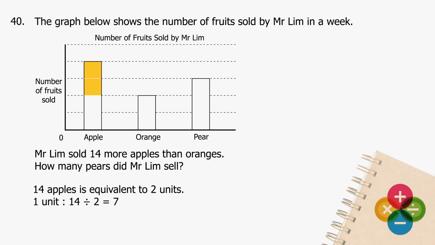From the graph, we can see that the number of apples is 2 units more than oranges. Mr. Lim sold 14 apples more than oranges. Therefore, 2 units is equivalent to 14 apples. 1 unit will be 14 divided by 2, and the answer is 7. Mr. Lim sold 3 units of pears. Multiplying 3 units by 7, Mr. Lim has sold a total of 21 pears.